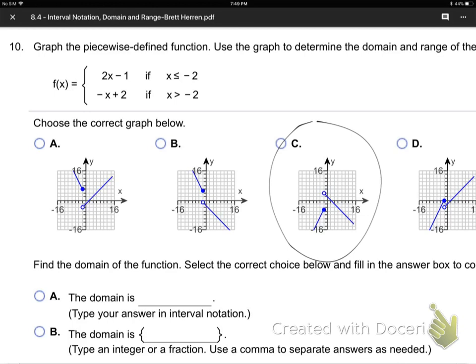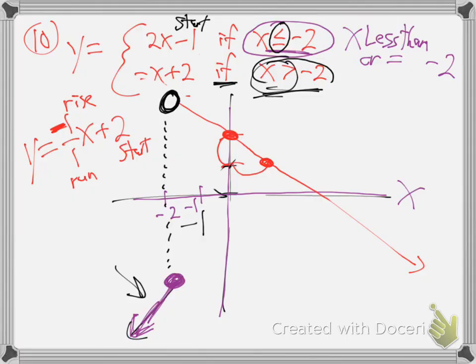Now they want domain, I just noticed. So they want domain. They're saying, what's the domain of the function? Now remember what we said domain was? Domain is if you walk around on the x-axis. Domain is how far left, how far right. Let me put that here. So domain is how far left does the graph go, how far right does the graph go.